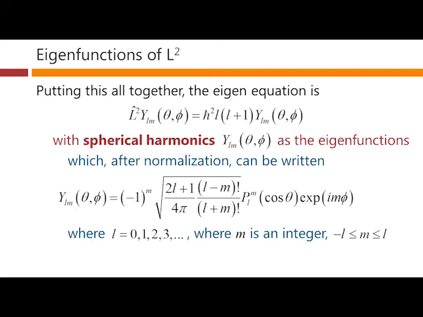So as I said, L has to be 0 or 1 or 2 or so on, any integer, and m has to be an integer that lies between and including minus L and plus L. And the eigenvalues of this equation, as you can see, are h bar squared times L into L plus 1. So we've solved this L squared equation here for its eigenfunctions. They are, within some constants, the associated Legendre functions of the cosine of theta times the exponential of im times phi.